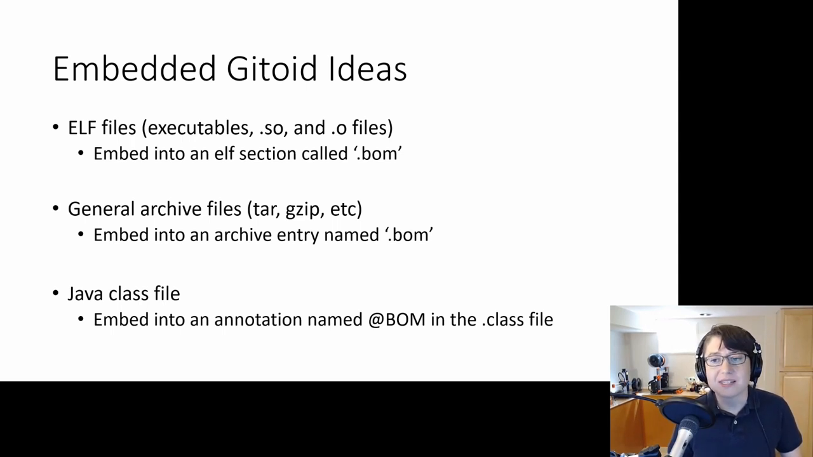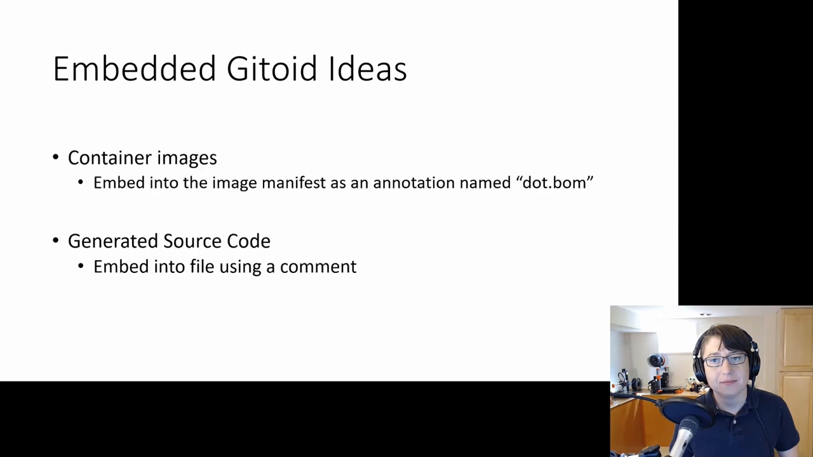For ELF files, we are considering embedding the gitoids into an ELF section called .bom. For things like tar or gzip files, into an archive entry also named .bom. And for Java class files, into an annotation named @bom in the class file. For container images, we could see embedding the gitoids as an annotation in the image manifest. And as for the generated source code, we could embed the gitoid into the file itself as a comment. It is important to note that none of these are set in stone yet. There will be many more discussions and experiments to come.